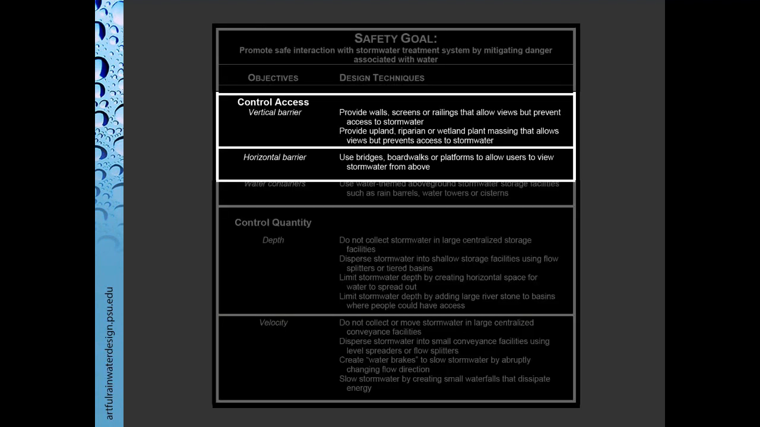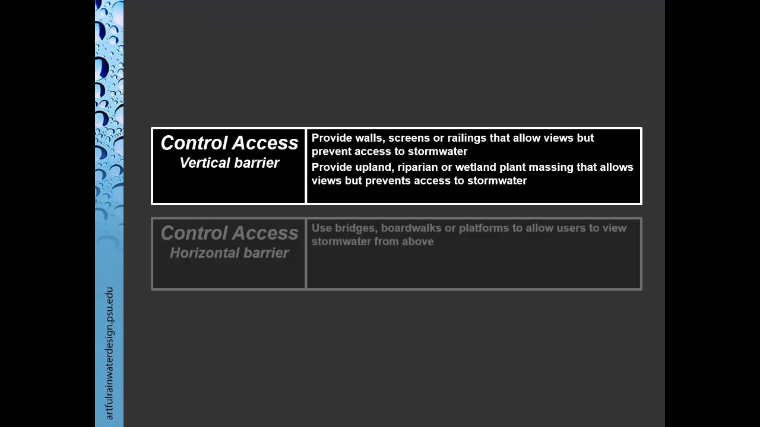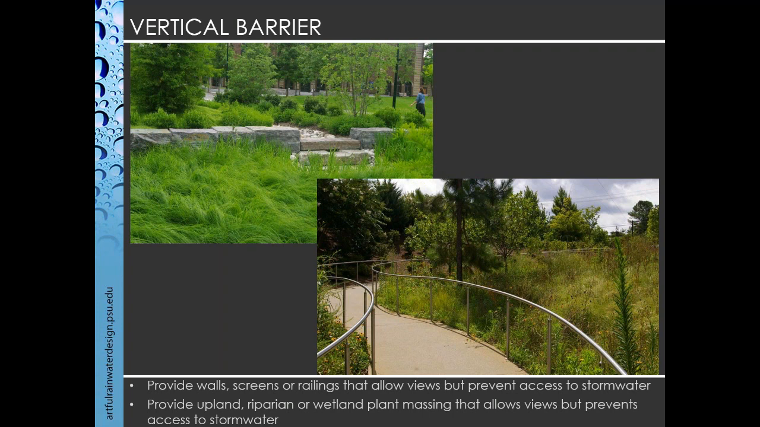Of these, we're going to talk just about access for a second. So we're going to talk about vertical barriers and horizontal barriers, vertical barriers first. This seems a pretty simple idea. In the upper right photograph, you have vegetation that is so thick that it's actually difficult to walk into the system.